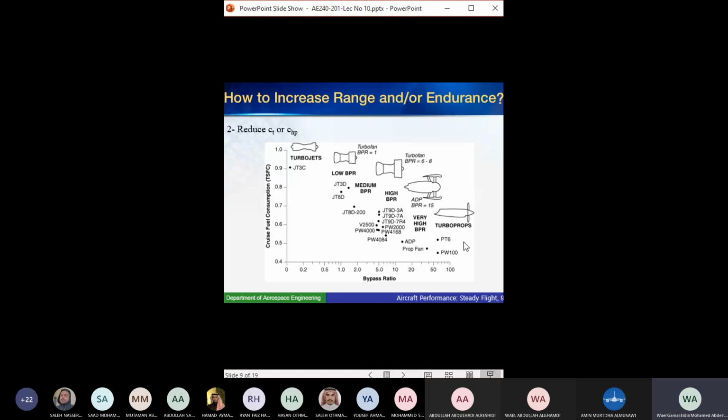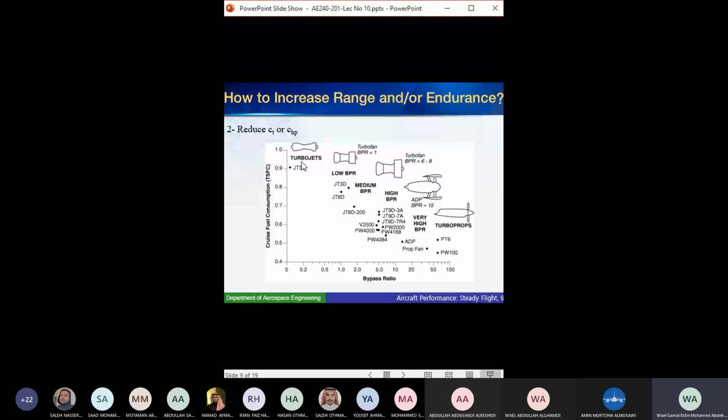Let's have a look at all these families. On the vertical, we have the fuel consumption, C. You can call it CT for the turbojets and turbofans, and even here. And you can call it just C for the turboprops and internal combustion engines.